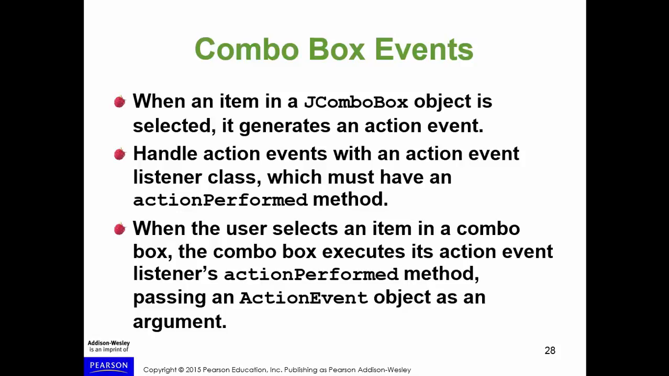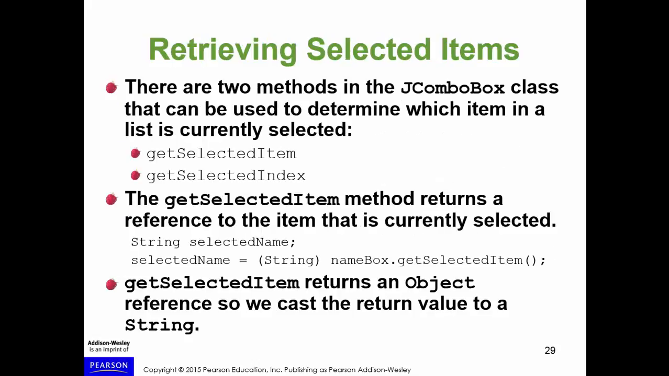When an item in a JComboBox is selected, it automatically generates an action event. It's like a button. All right, so it has to implement the action listener, and it needs to have an action performed method, just like a button does. And you might think, well, geez, this is kind of bad. Why don't they all use the same interface? I can't really give you an answer for that. That's just the way that they were set up.